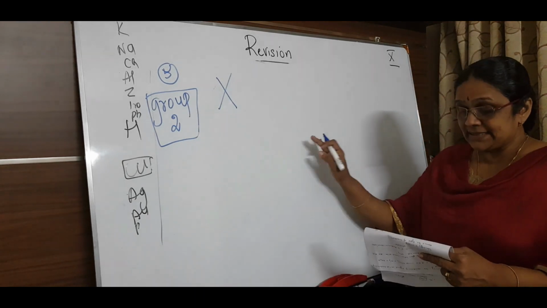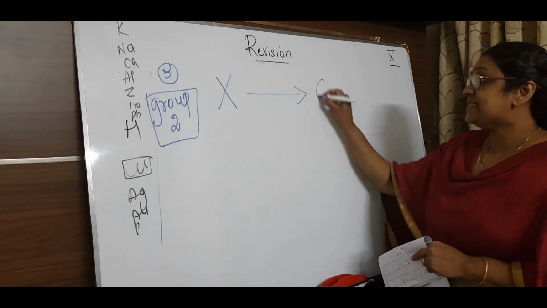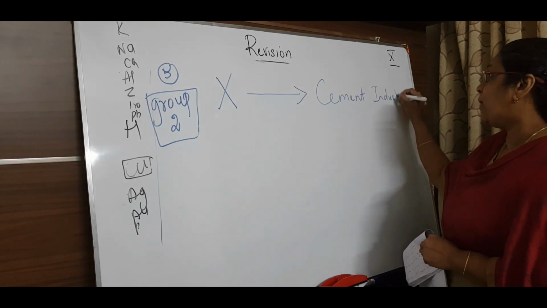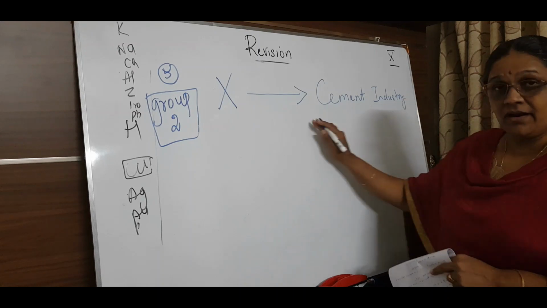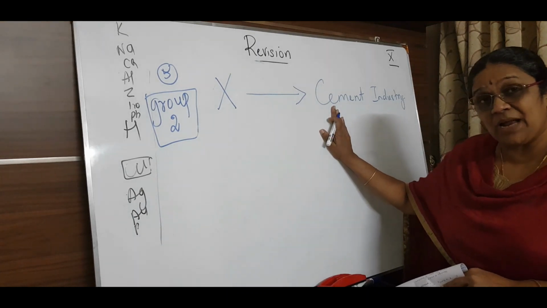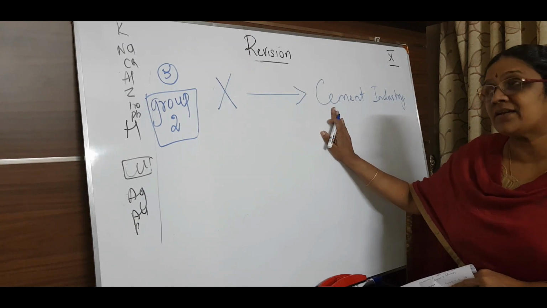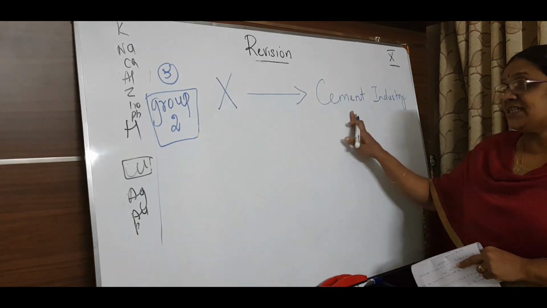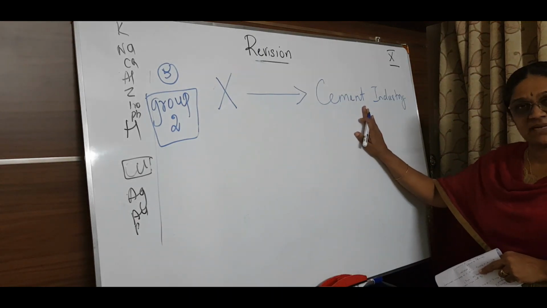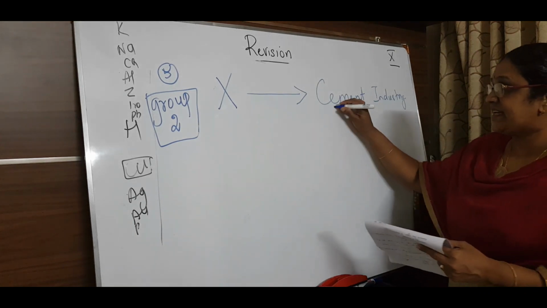So, a substance X, which is an oxide of group 2 element, is used in the cement industry. That is a hint. You have studied one compound which is used in the manufacture of cement, an industrial application. Just try to remember what is that compound which you studied, which is in group 2, which forms a raw material for the cement. What is it? Are you remembering? Okay, wait. So that is the first hint, cement industry.